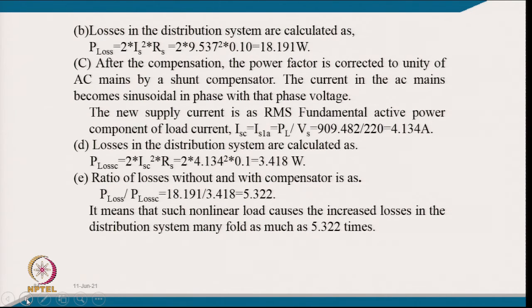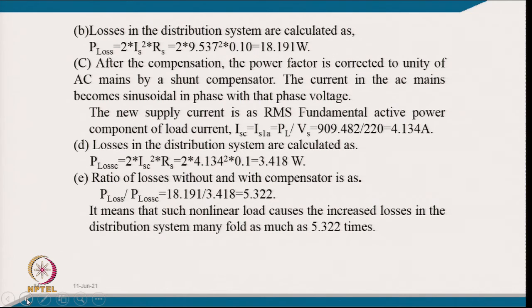So, after the compensation, the power factor is corrected to unity at the AC mains by the shunt compensator, and the current in the AC mains becomes sinusoidal and in phase with the supply voltage. So, the new supply current is the RMS fundamental active power component of the load current, that is Is equal to Is1A, which is nothing but the active power consumed by this system, PL, upon Vs. This total power is 909.482 watt divided by 220. So, the RMS current becomes 4.134 ampere.